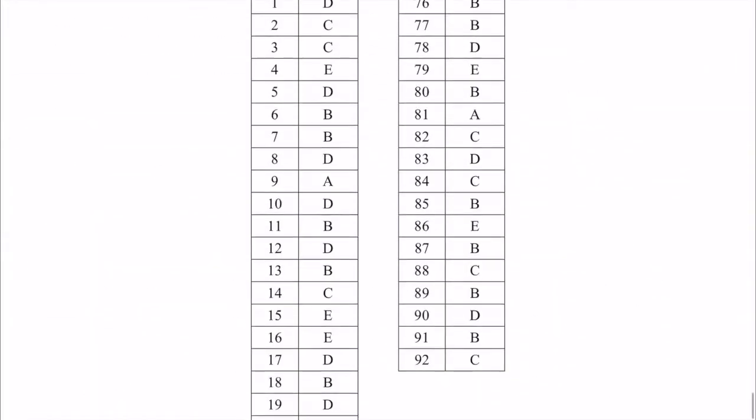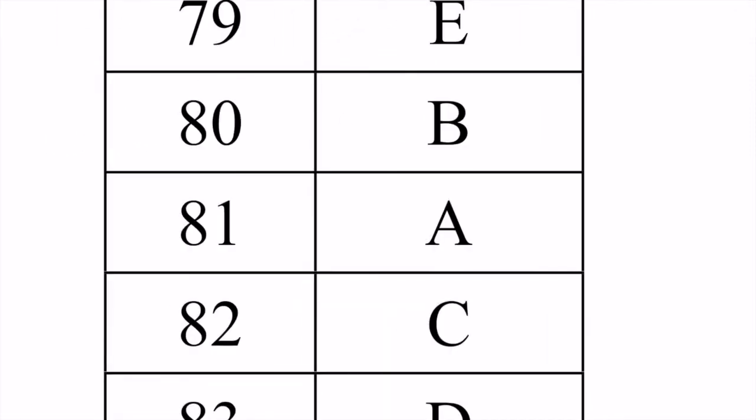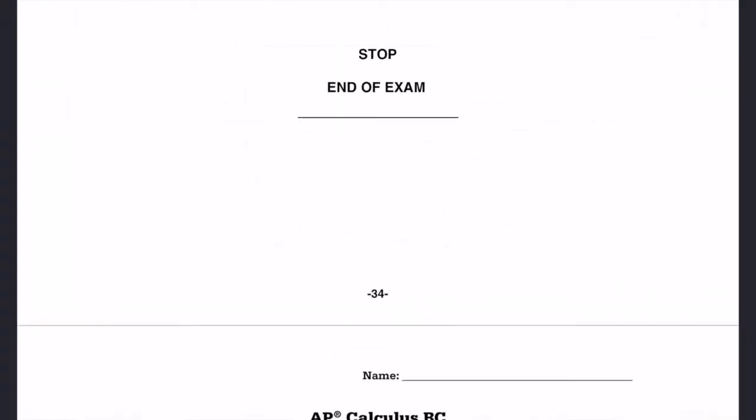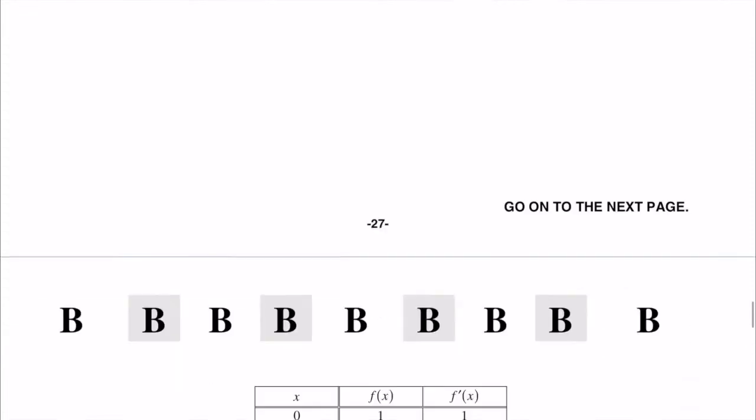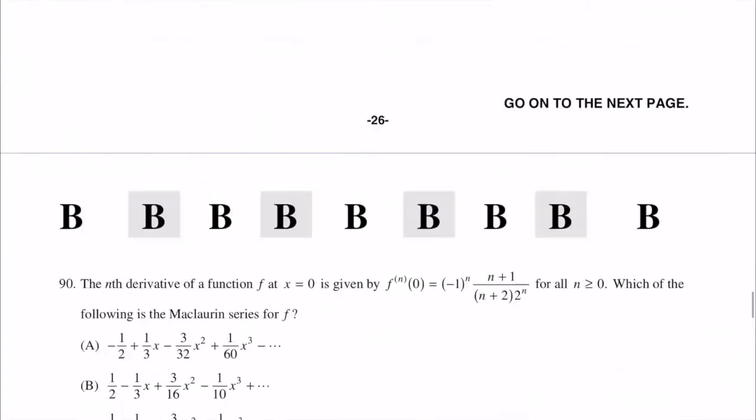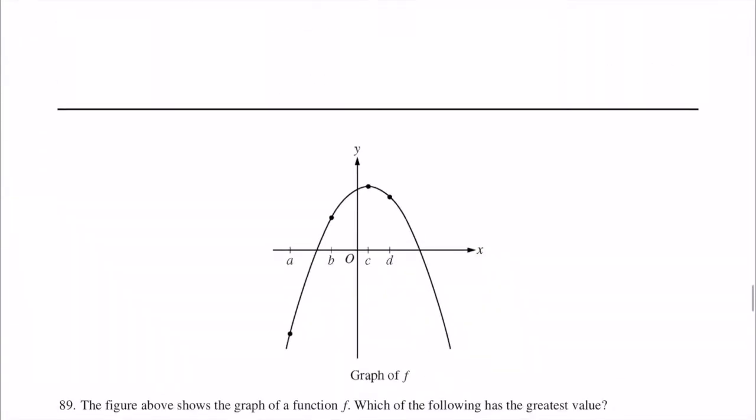Also, number 81 is A. Yeah, magic. Just guess. Don't guess on every problem. That's bad. That's really bad.